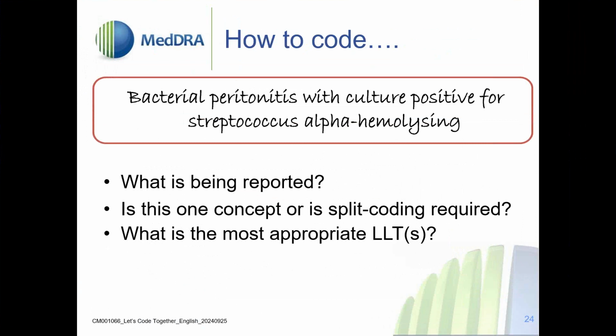Here we have a bacterial peritonitis with a positive culture for alpha-hemolysing streptococcus. So is this reported condition clear and unambiguous? Is it one medical concept, or is split coding required? And what would be the most appropriate LLT, or what would be the most appropriate LLTs when considering split coding?